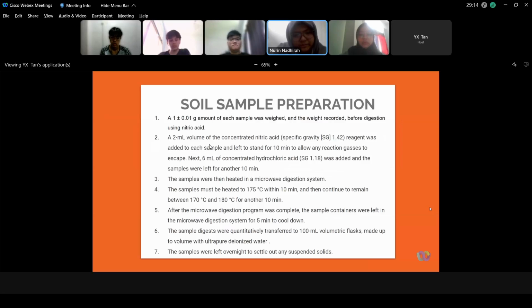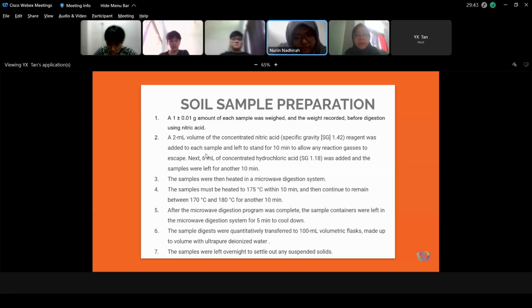For soil sample preparation, 1 gram of each sample was weighed and the weight recorded before digestion using nitric acid. 2 ml of concentrated nitric acid was added to each sample and left to stand for 10 minutes to allow any reaction gases to escape. Next, 6 ml of concentrated hydrochloric acid was added and the samples were left for another 10 minutes. The samples were then heated in a microwave digestion system.